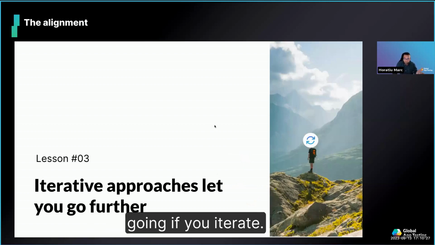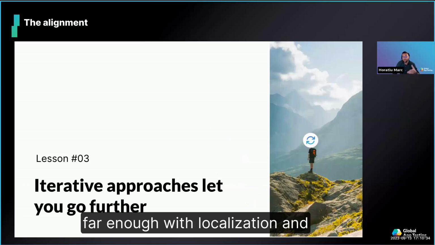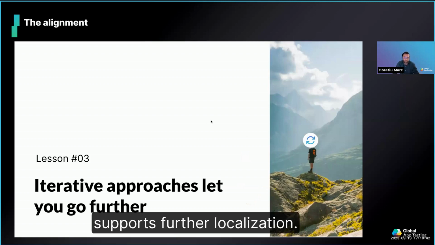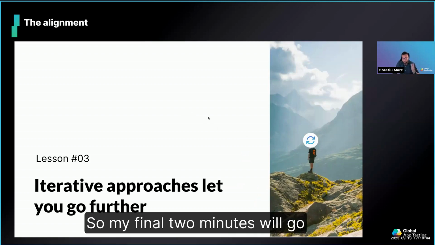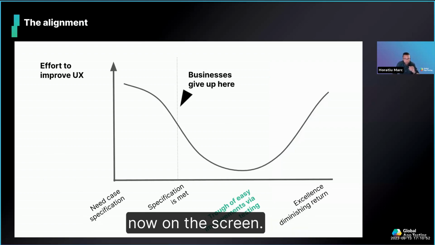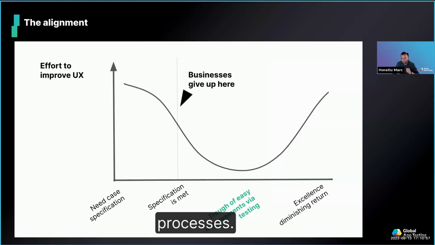This leads me to the final point today, the third lesson, which is called "You can keep going if you iterate." To start with, in general, businesses don't go far enough with localization. From my experience, I think an iterative data approach supports further localization. So my final 2 minutes will go to explaining what I mean with the U-shape, which is available now on the screen.